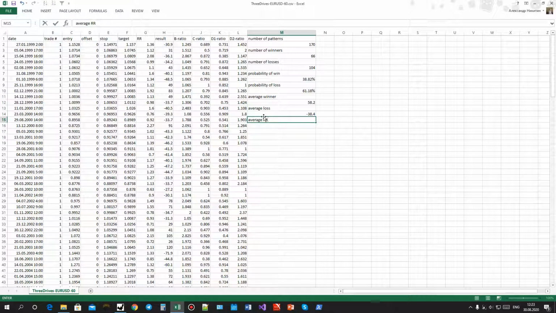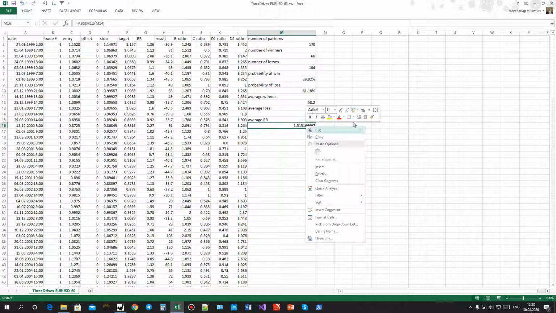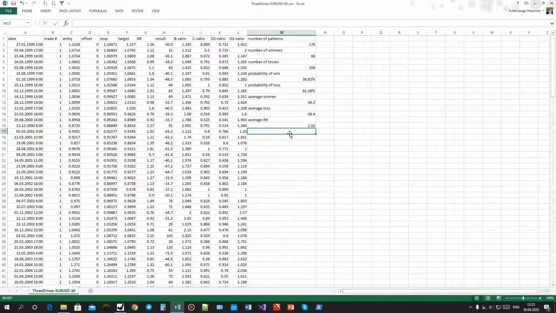Average reward risk ratio equals ABS of this divided by this: 1.5. Okay, it stays the same. Well, I like consistency. 1.5, it stays the same. Although the sample size is larger, the statistics are actually confirmed. Not only because this one is Bitcoin and this one is Euro dollar, it is pretty consistent.